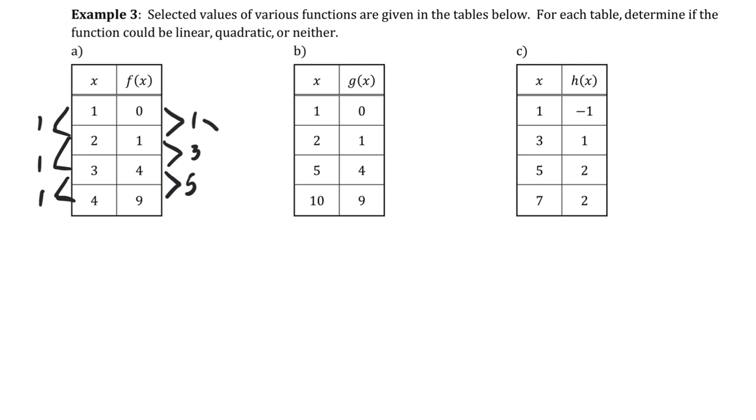So we could find the second differences, and this time it's 2, and this time it's 2. And then what do we have there? Well, we have a quadratic because the second differences were the same. So we would put quadratic on this one.